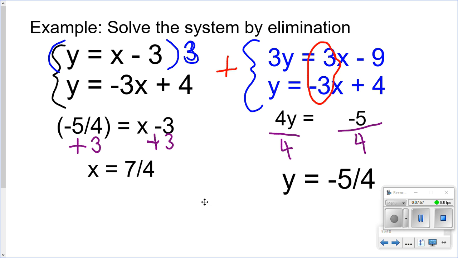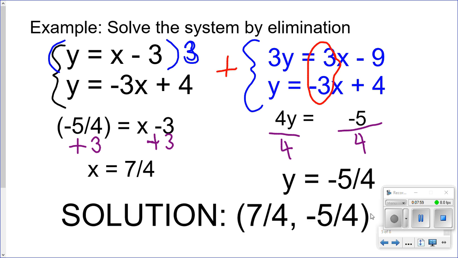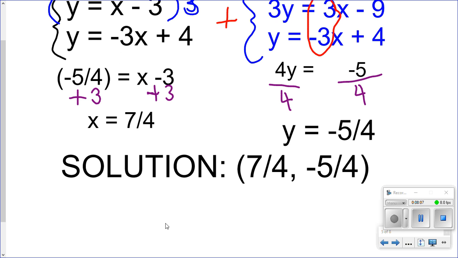Okay, so my solution is not a pretty one. 7/4, -5/4. And I can always check my answer to make sure I'm right by plugging it back in. It won't be fun to plug it back in. Okay, but you can do it.